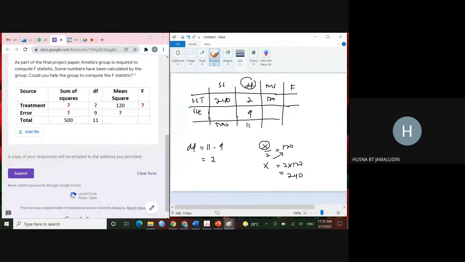So now you have 240 here, and then the total is 500. Can you compute this? Of course. Yes. Just 500 minus 240, right? So you should get the value of 260. Now you have 260 and then you have 9.